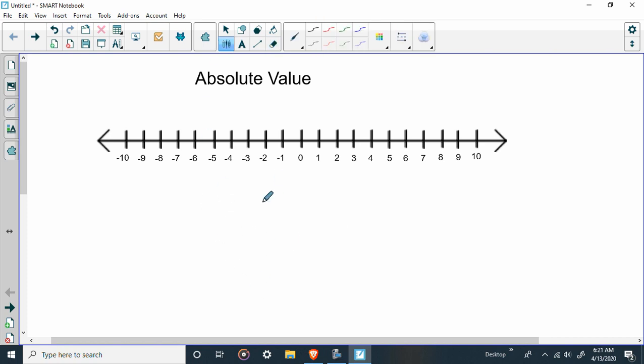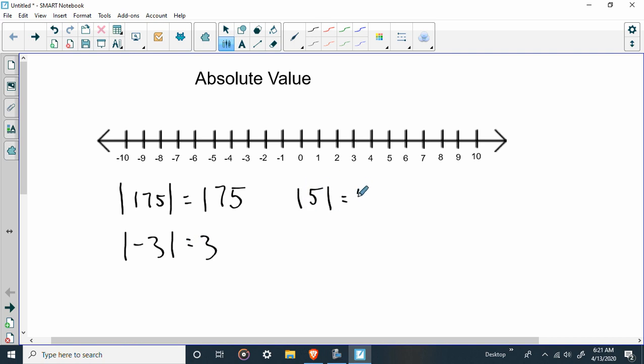So let's take a look at a couple examples really quick. What's the absolute value of 175? The absolute value of 175 is 175. What's the absolute value of -3? It's +3. What's the absolute value of 5? 5. What's the absolute value of -76? +76. What's the absolute value of 0? 0. So long story short, except for 0, anything that's inside absolute value just comes out positive.